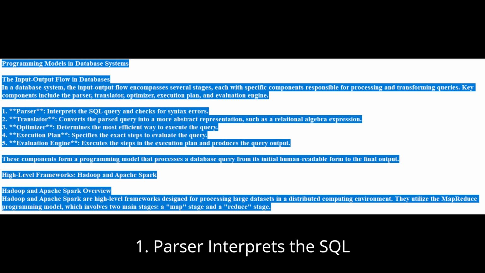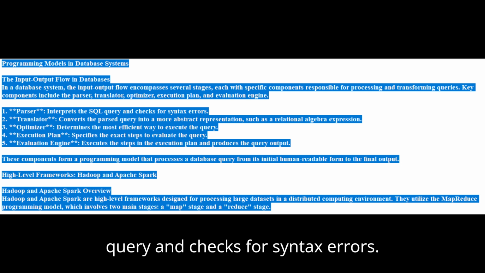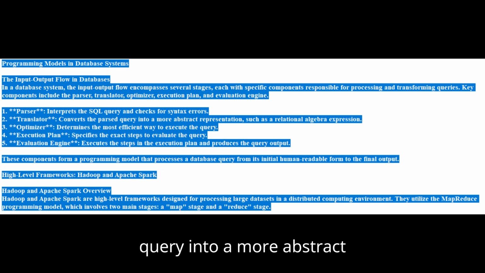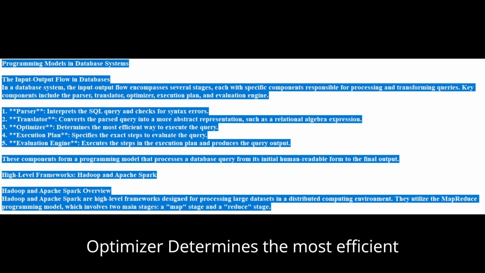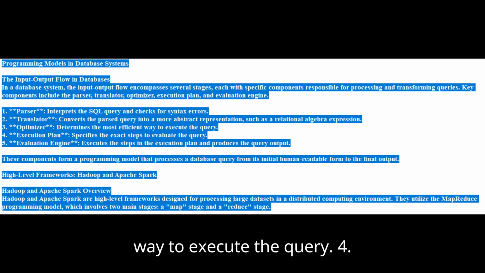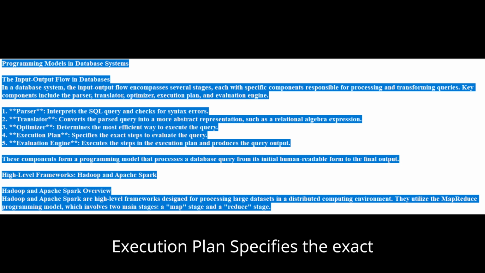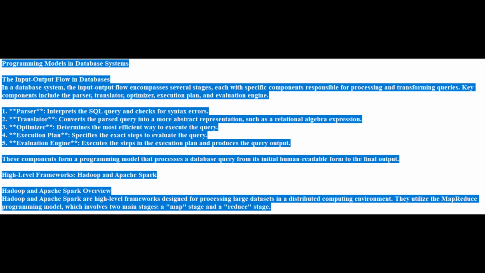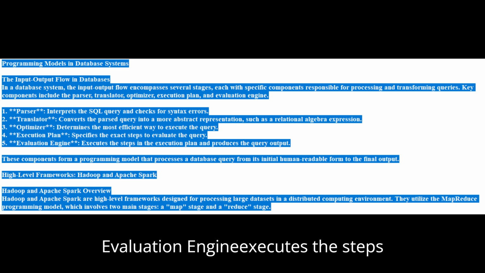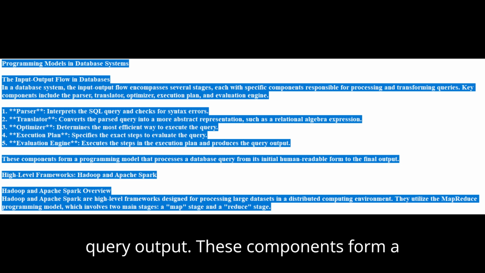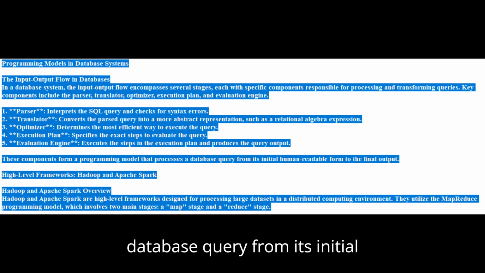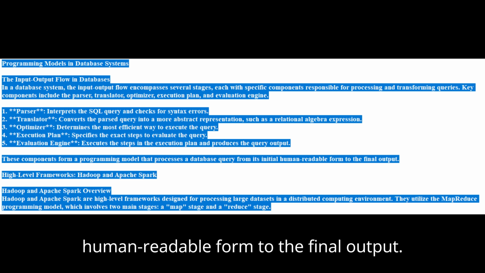1. Parser interprets the SQL query and checks for syntax errors. 2. Translator converts the parsed query into a more abstract representation, such as a relational algebra expression. 3. Optimizer determines the most efficient way to execute the query. 4. Execution plan specifies the exact steps to evaluate the query. 5. Evaluation engine executes the steps in the execution plan and produces the query output. These components form a programming model that processes a database query from its initial human-readable form to the final output.